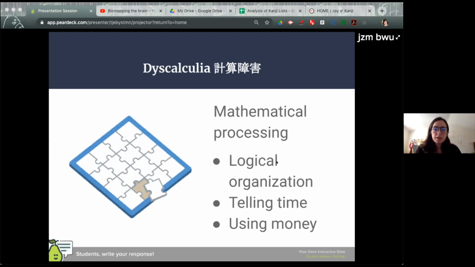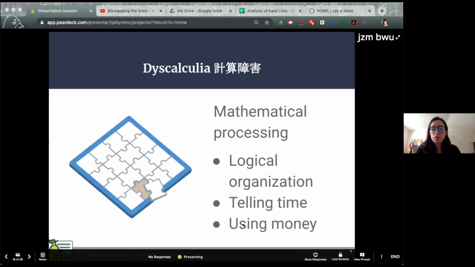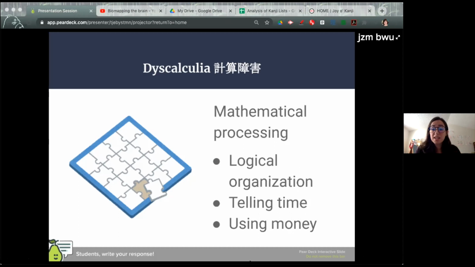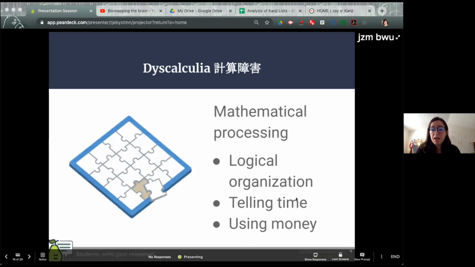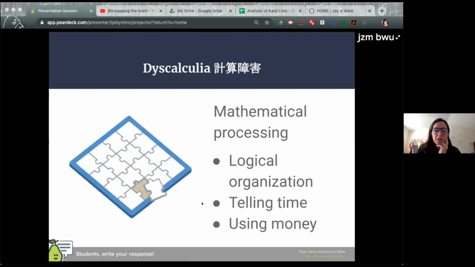All right. Dyscalculia is one that until quite recently, when I saw it on an IEP, I kind of discounted its relevance to my subject, honestly. So you can see here, dyscalculia, it's mathematical processing. It's about logical organization, telling time, using money, things like that. Can you give me your thoughts? How do you think dyscalculia might impact a student's work in Japanese class?